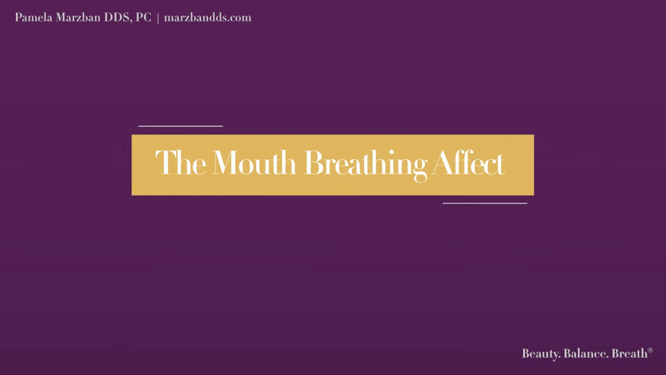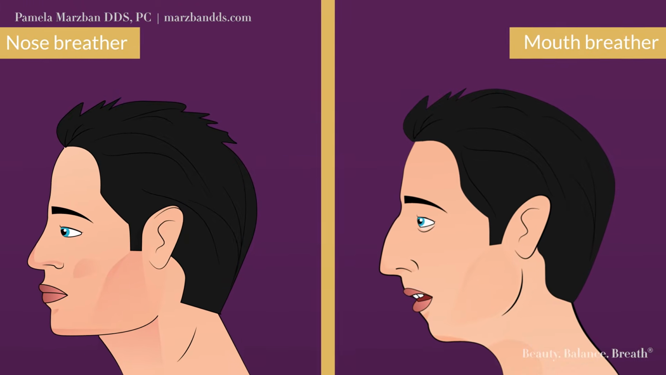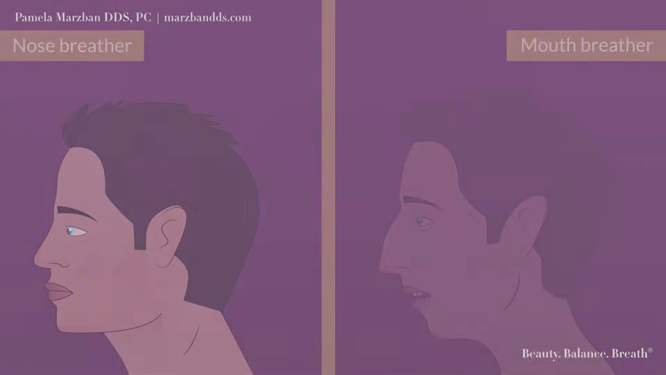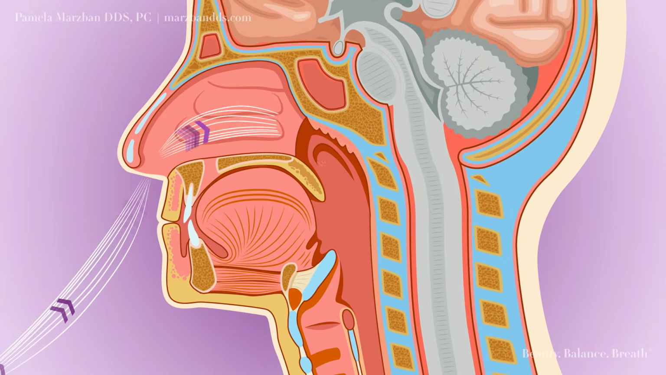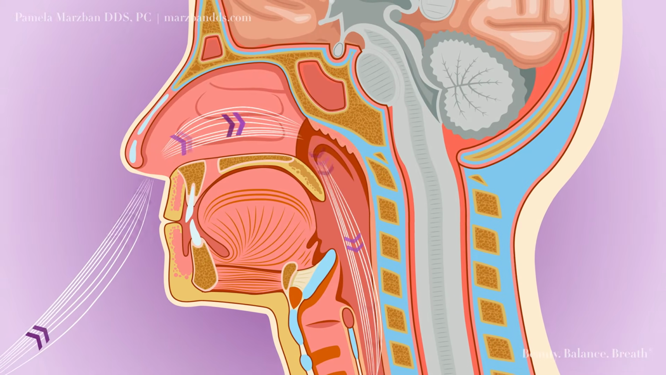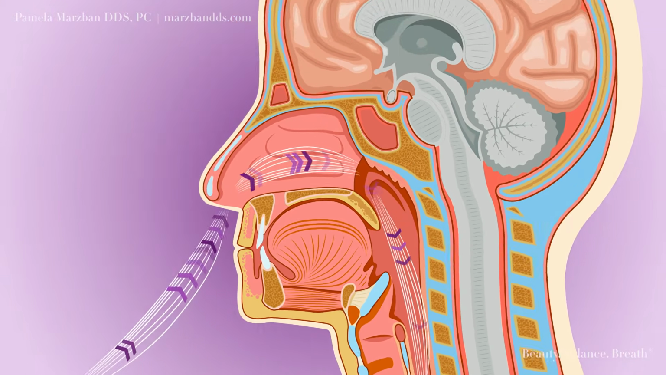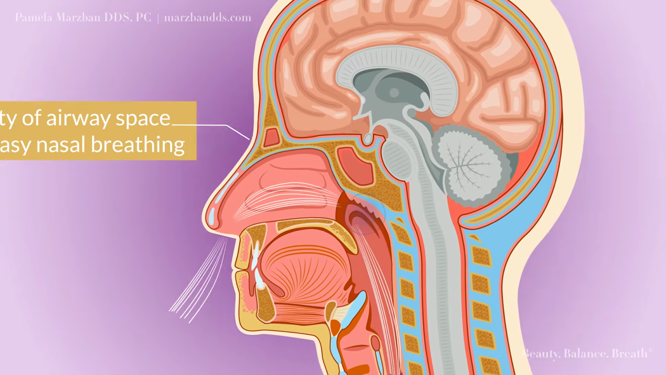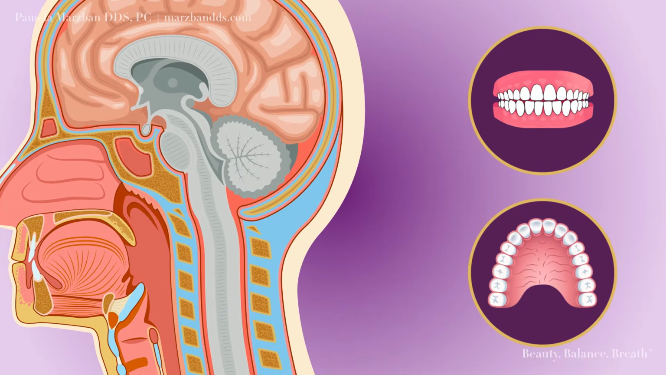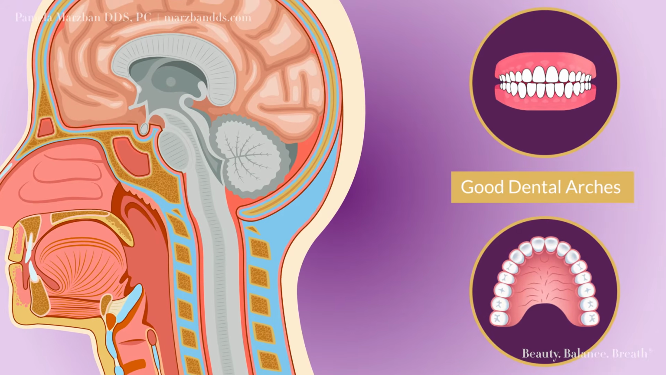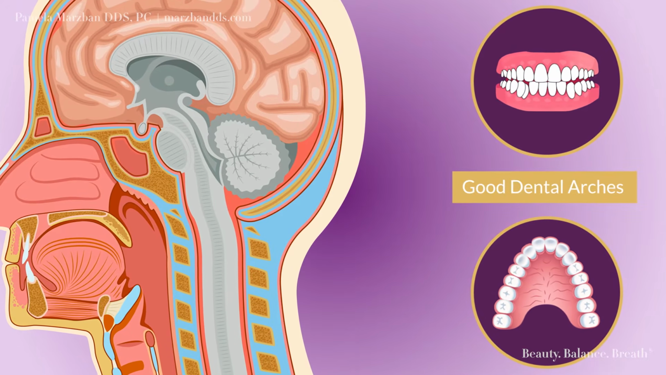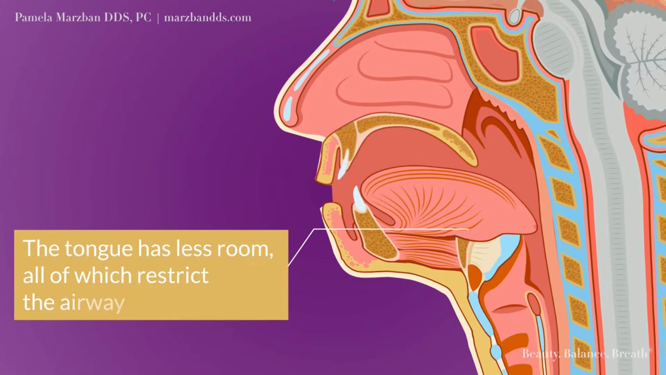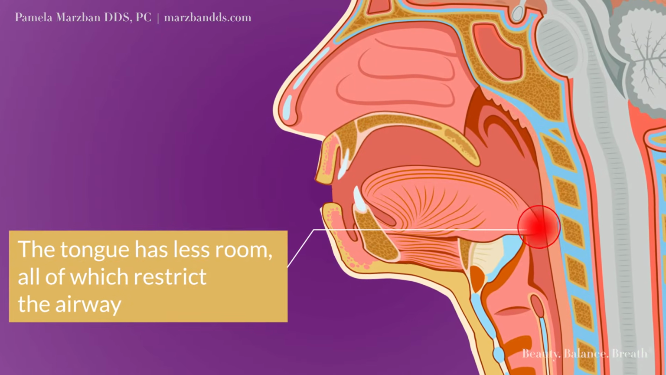The mouth breathing effect. A few centuries ago, the human face looked very different. It was more forward grown with wide dental arches that created space for straight teeth, room for the tongue, and plenty of airway space for easy nasal breathing. Today, faces are developing differently. From childhood, the dental arches are smaller, teeth crowd together, and the tongue has less room, all of which restricts the airway.